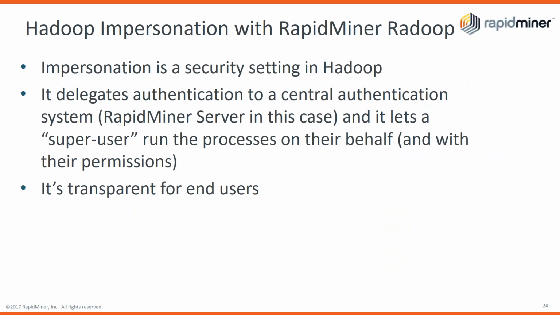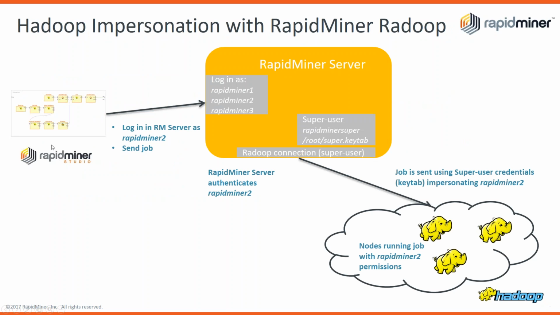Another feature is also regarding Hadoop, and in this case a technical configuration. Hadoop impersonation is a security setting in Hadoop where you can create a super user in the Hadoop environment so that it can impersonate or run as different users. This would be like a kind of simple architecture.